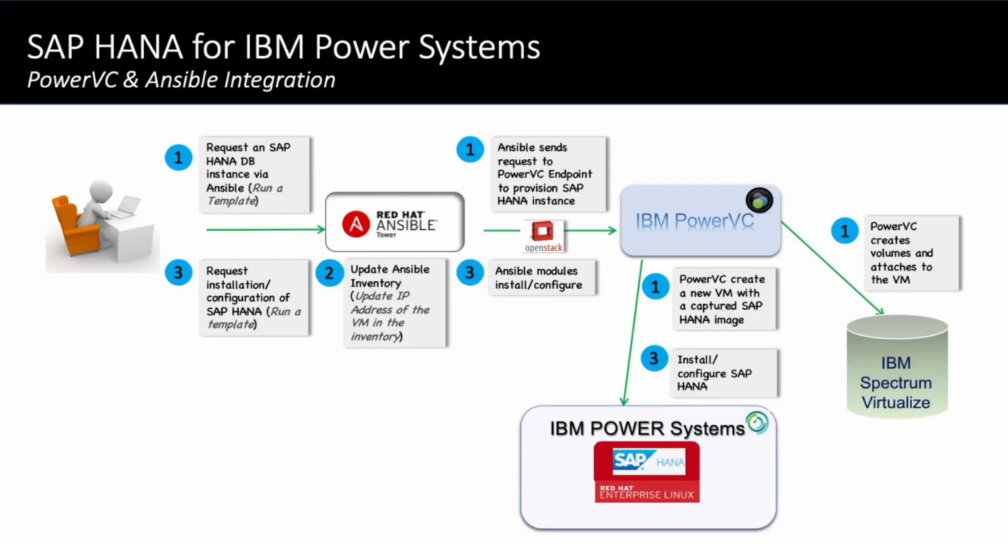This concludes our video and use case for deploying SAP HANA for IBM Power Systems with PowerVC and Ansible integration.